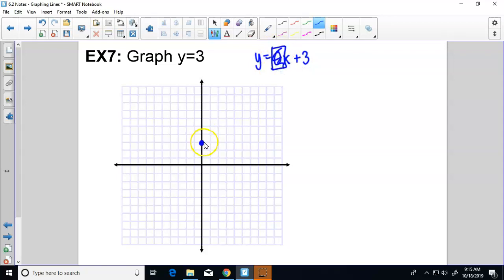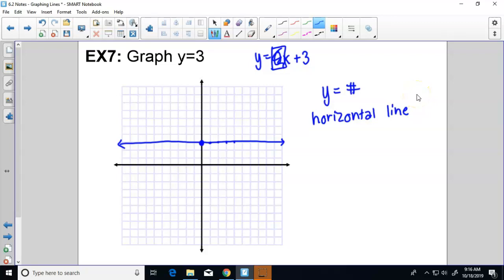So you go up 0/1. Up 0/1. Up 0/1. So it doesn't actually go anywhere. You just have a horizontal line here at 3. So remember this. If you have y equals a number, just a number with no x, then that is a horizontal line.